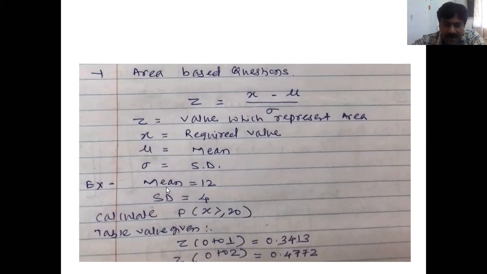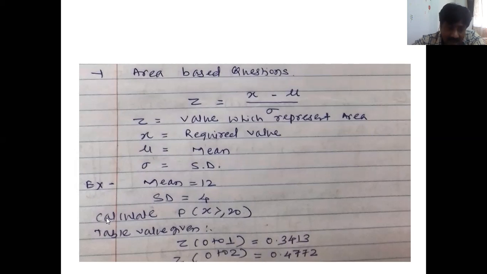Let's say one example. In the given data set, the mean is 12 and the standard deviation is 4. We need to calculate the probability of x greater than or equal to 20, and a z table is given. Z is the value which represents the area. If z is between 0 and 1, the area covered is 0.3413, and if z is from 0 to 2, the area covered is 0.4772. So this is the first example.